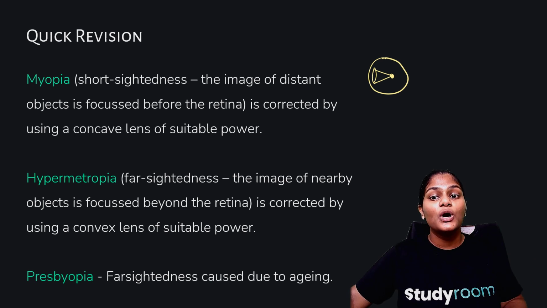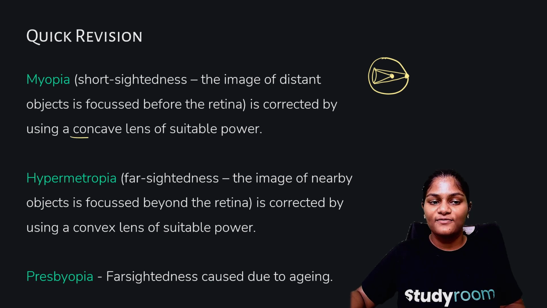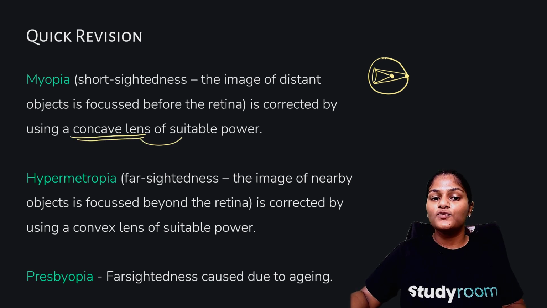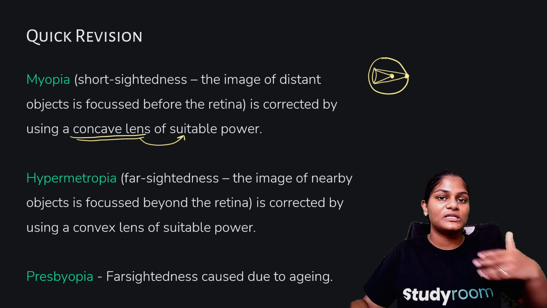So what do we need? We need a lens which can diverge these rays and make them meet here on the retina or the screen of the eye. So what is a diverging lens? A concave lens. So a concave lens of suitable power depending upon how weak the eyes of the person are.